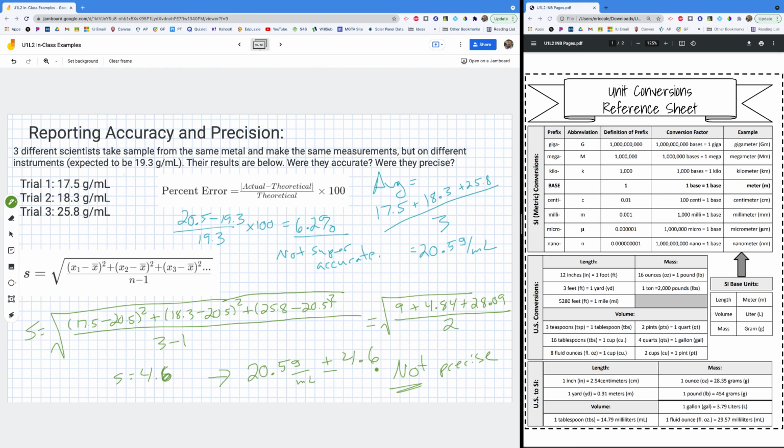Your standard deviation should probably be a decimal most of the time, and the closer you get that to 0, the much more precise it is. And precision is important because we want to get the same answer every time. It's important to be right, but it's also important to be consistent.